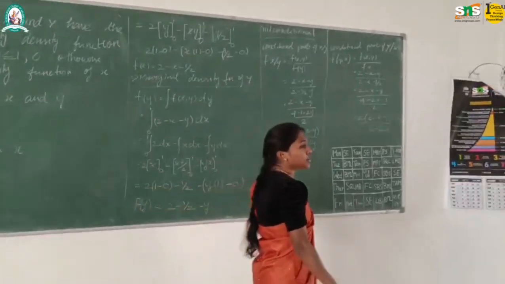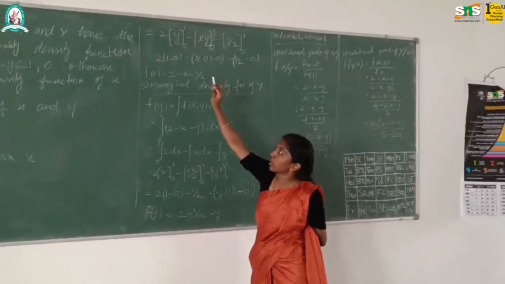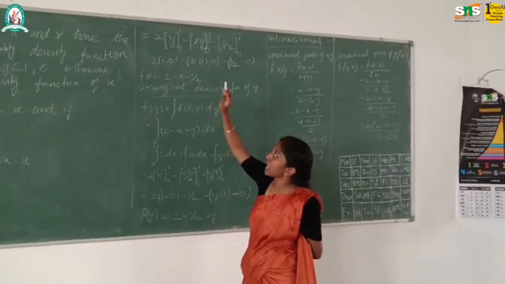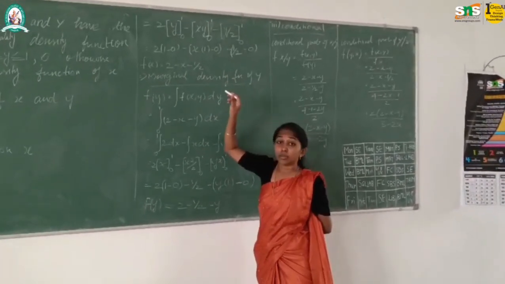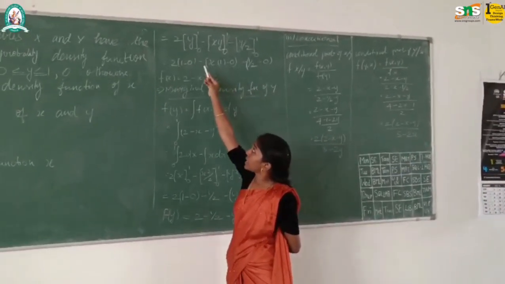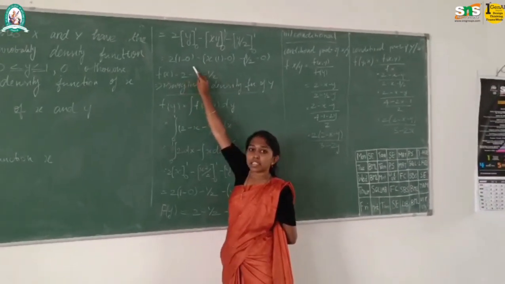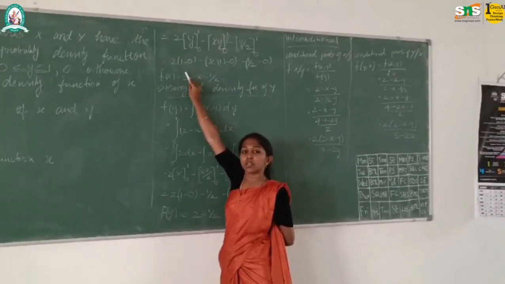Now we are going to substitute the limits in the integral. First we substitute the upper limit value, which is 1. The formula for the definite integral is the upper limit minus the lower limit. So substituting in the y term, we get 2 into 1 minus 0, where 1 is the upper limit and 0 is the lower limit. That becomes 1 minus 0.